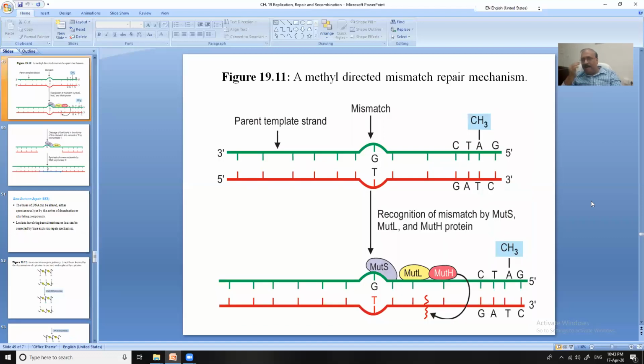So now I start with the mismatch repair, which is the methyl-directed mismatch repair mechanism. You see, it is a complete DNA, one strand green and the other red, so you can say that it is already replicated. The 3' to 5' strand is the old one, and the 5' to 3' strand is the new DNA strand.